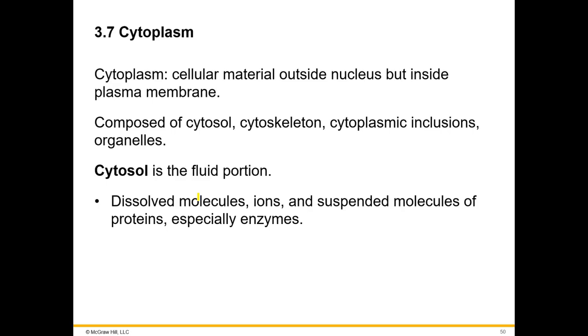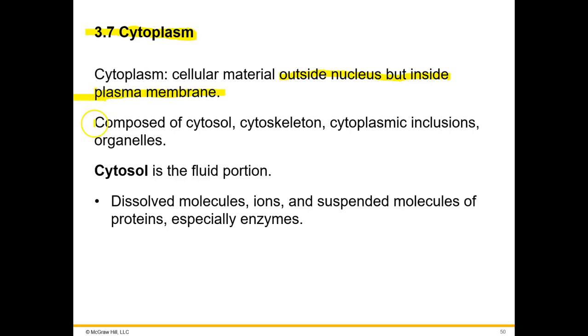Now we're going to talk about the parts of the cell. So the cytoplasm and the cytosol are closely related, but they're not identical. The cytoplasm is everything within the space between the nucleus and the plasma membrane. So it is cellular material outside the nucleus, but inside the plasma membrane. That means it includes the fluid inside the cell, but it also includes the cell parts called organelles.